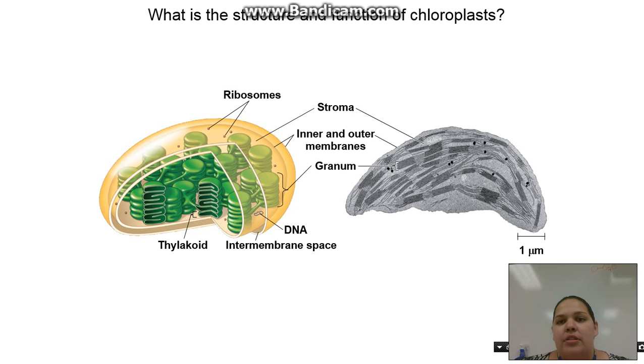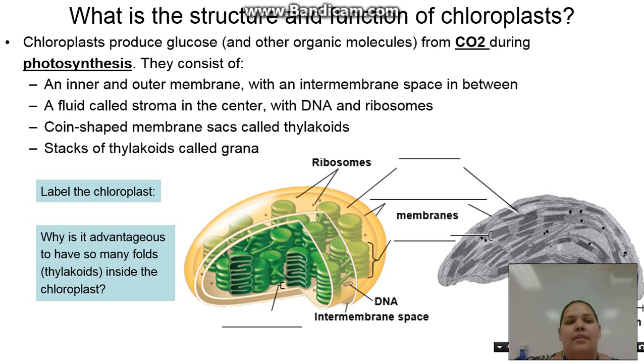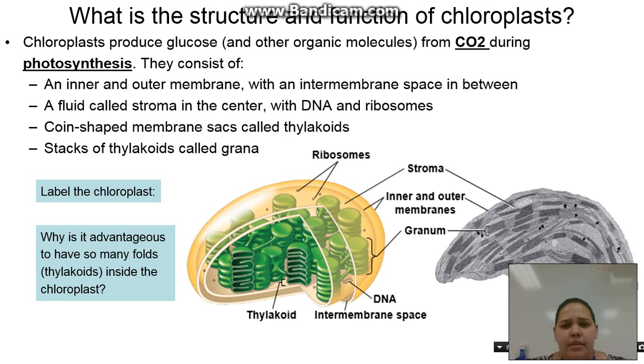Let's talk about the structure and the function of chloroplasts. Chloroplasts can produce glucose and other organic molecules from CO2 during photosynthesis. They consist of an inner and outer membrane with an intermembrane space in between. A fluid called stroma is in the center with DNA and ribosomes, and coin-shaped membrane sacs called thylakoids. We call those pancakes. Then you have stacks of thylakoids that are called grana. So go ahead, please label the chloroplast.